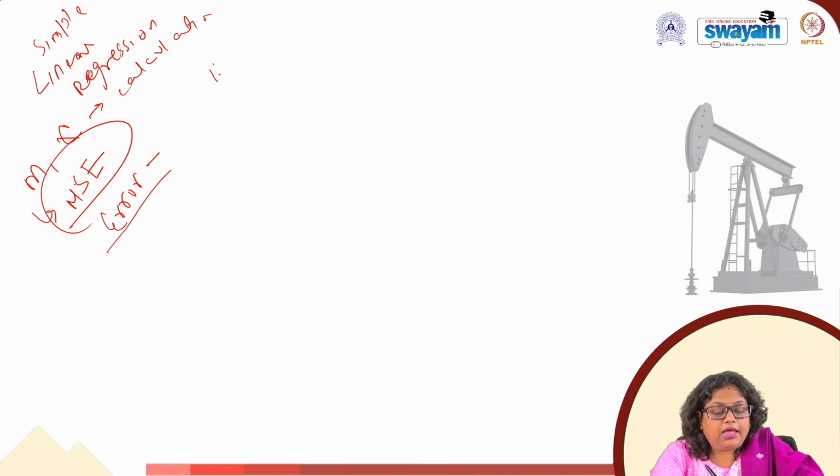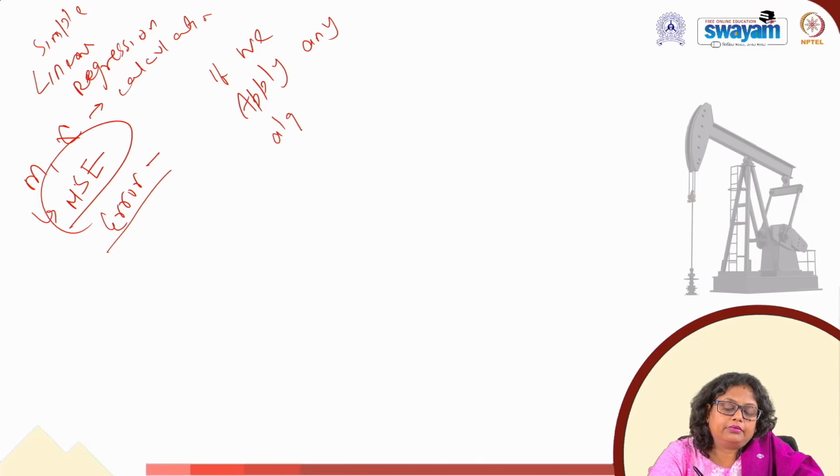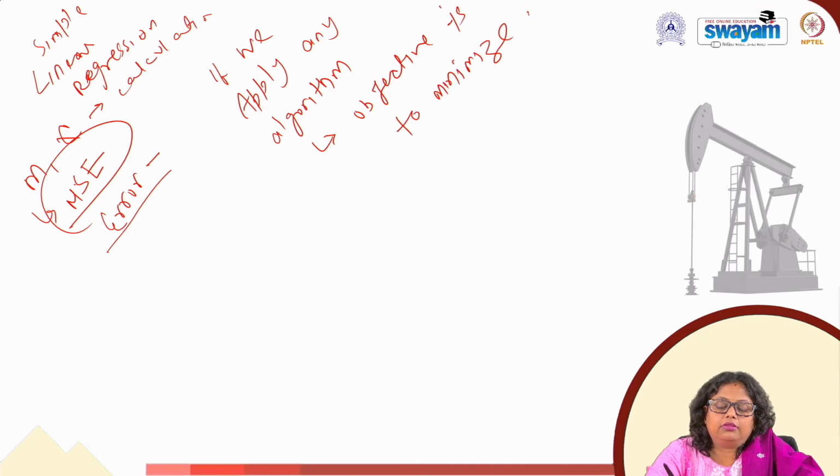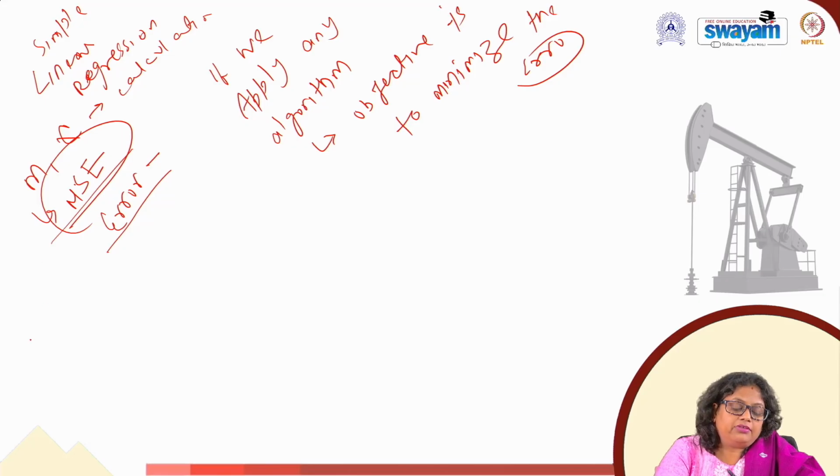If we apply any algorithm, objective is to minimize the error. Okay. So when the error will be less, you do have the more good model. Okay. So for that we are checking, we are having all these metrics. So second one we do have MSE. Okay. So here the first one which we do talk about, mean absolute error.